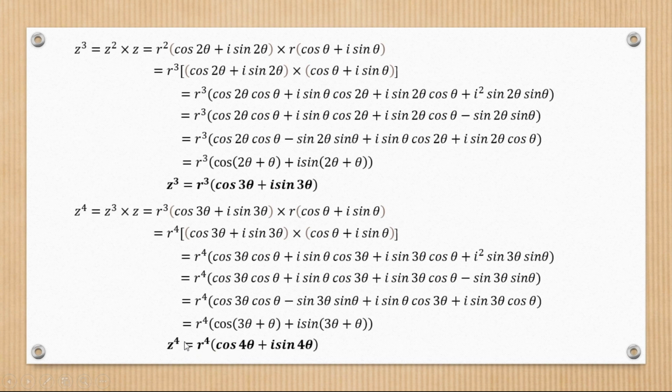So therefore we've actually established a pattern which is true. It's true that z power n is equal to r power n (cos n theta plus i sine n theta). So that's how De Moivre's theorem comes about.